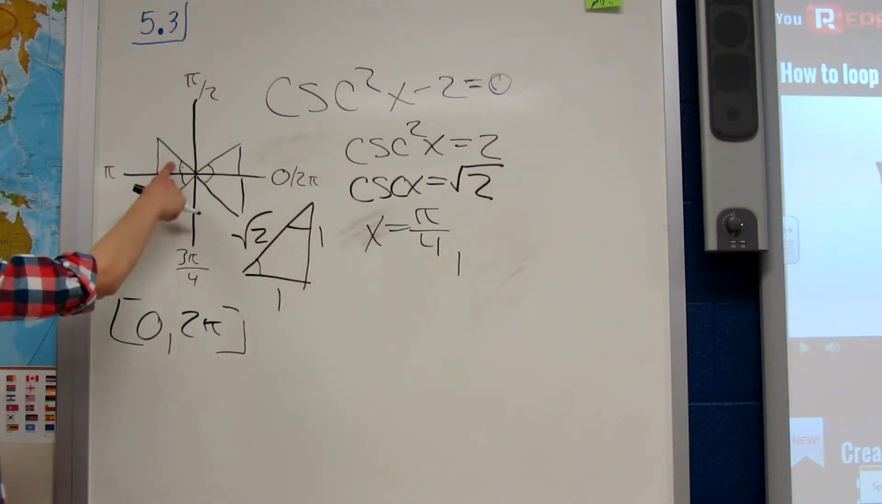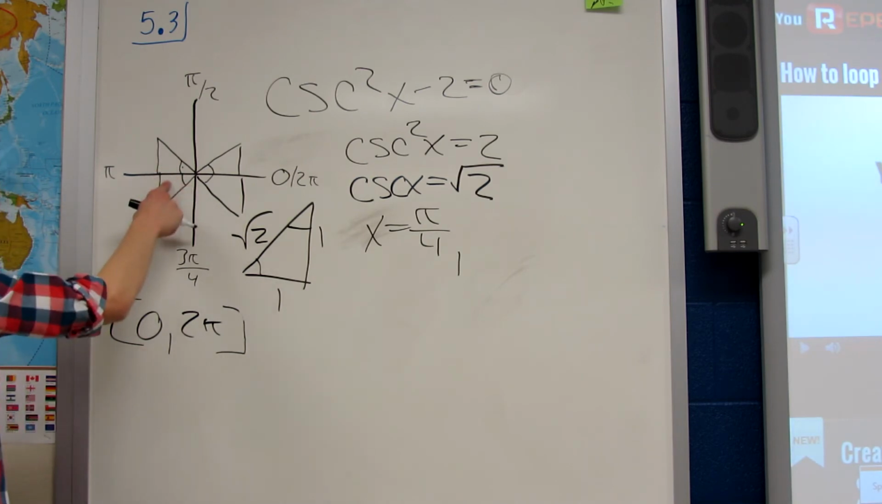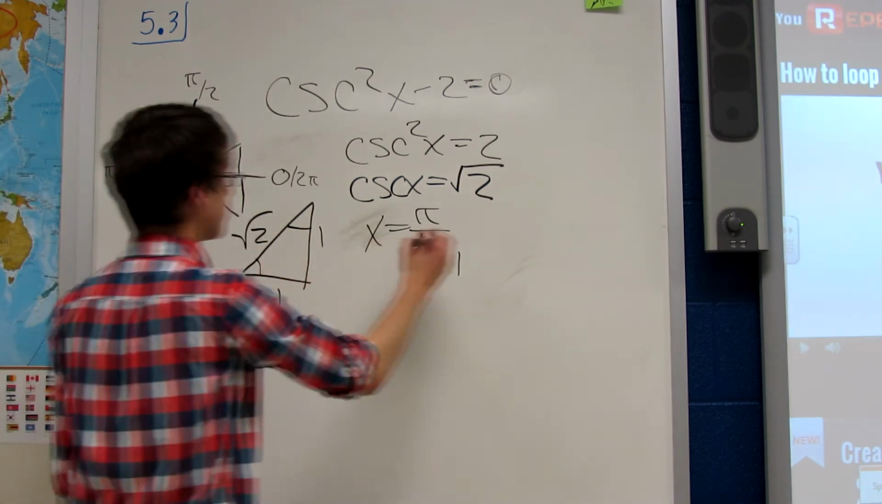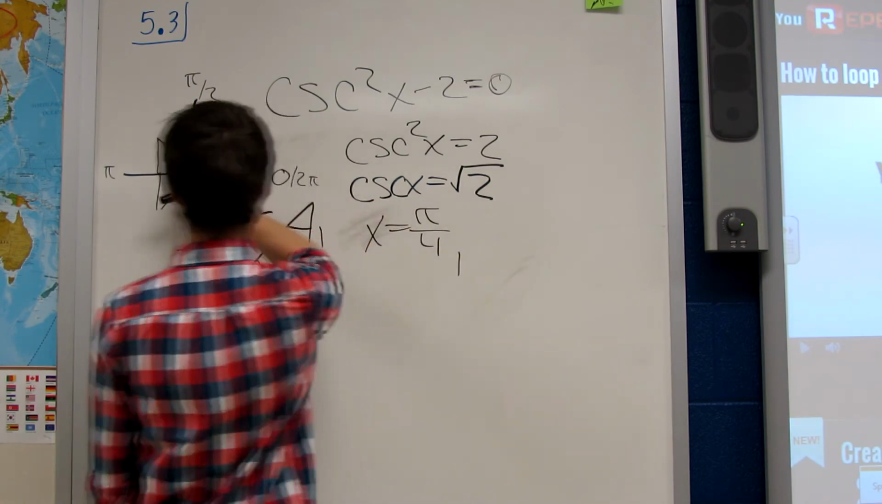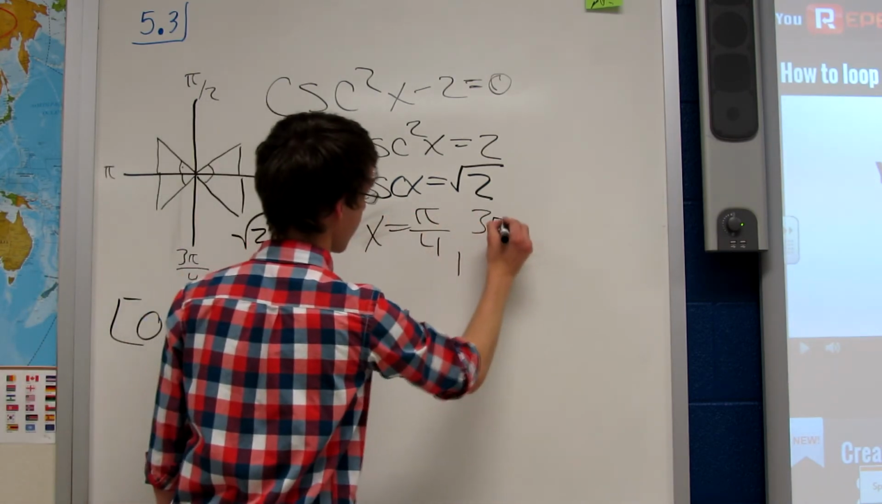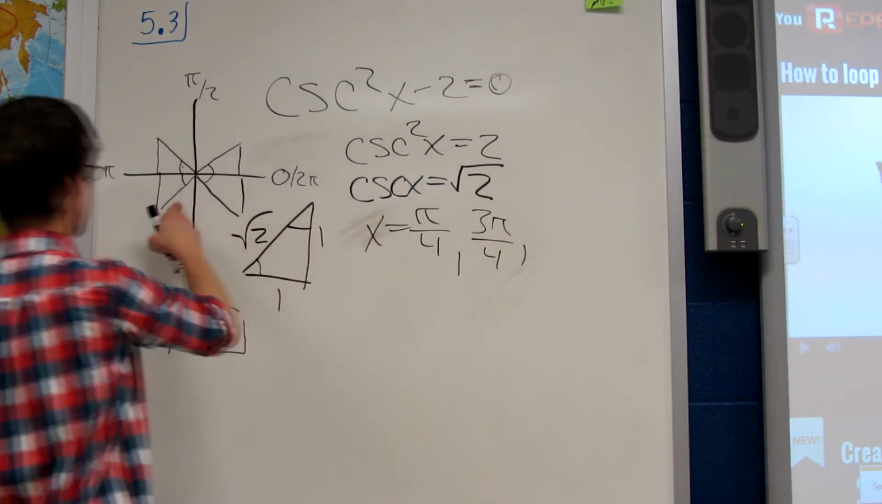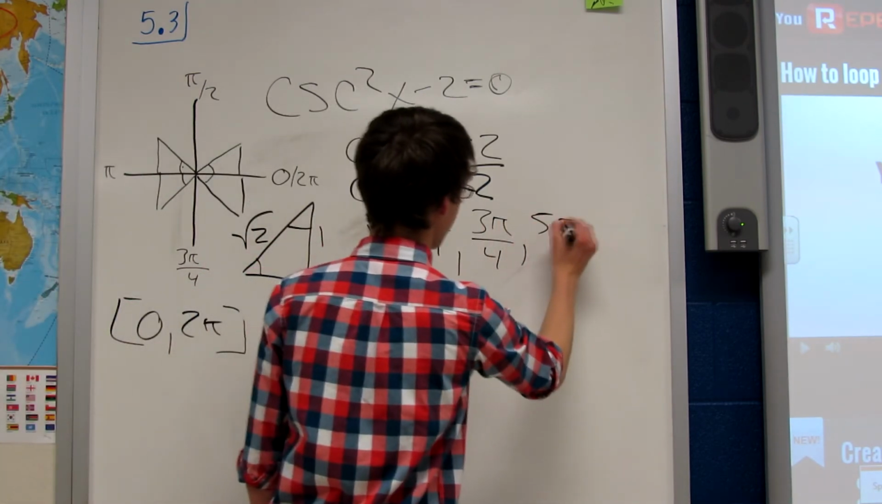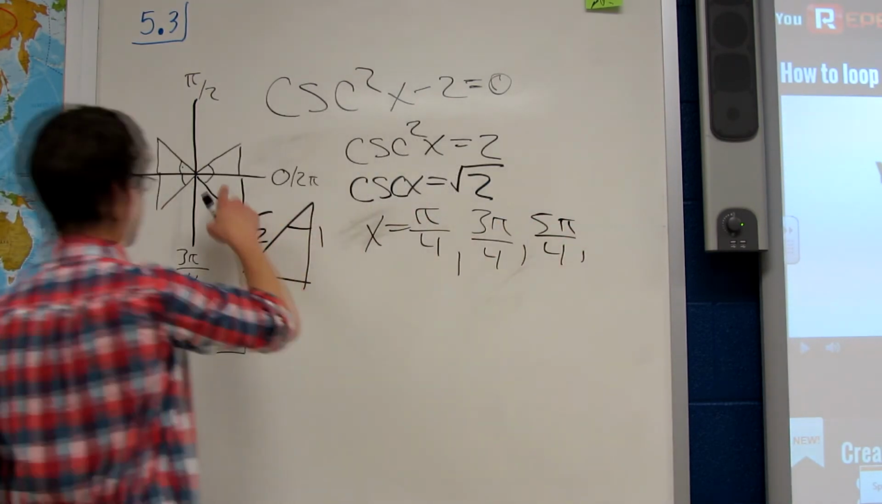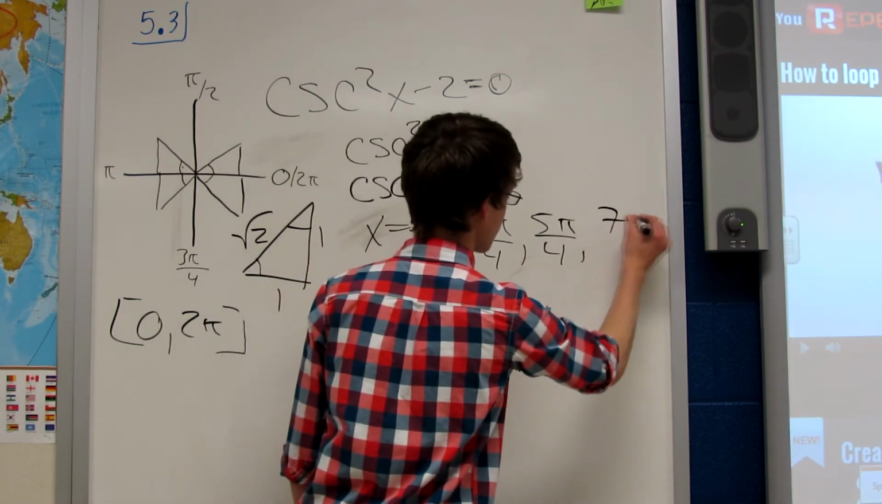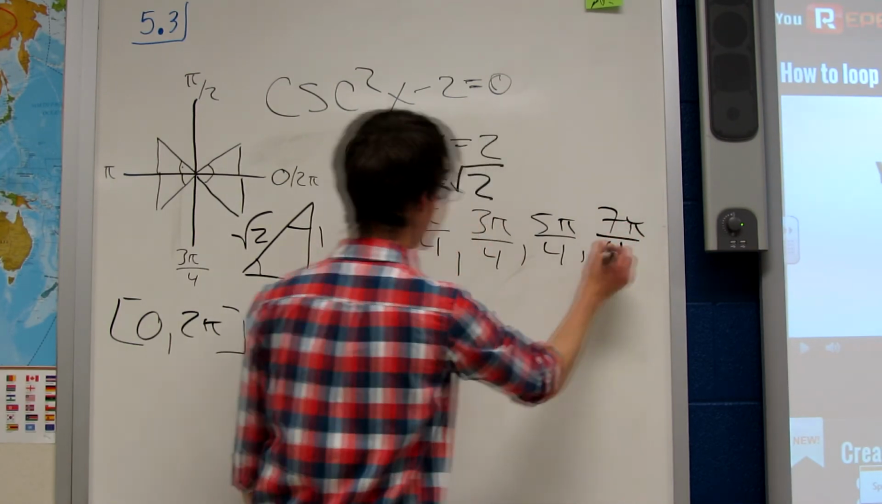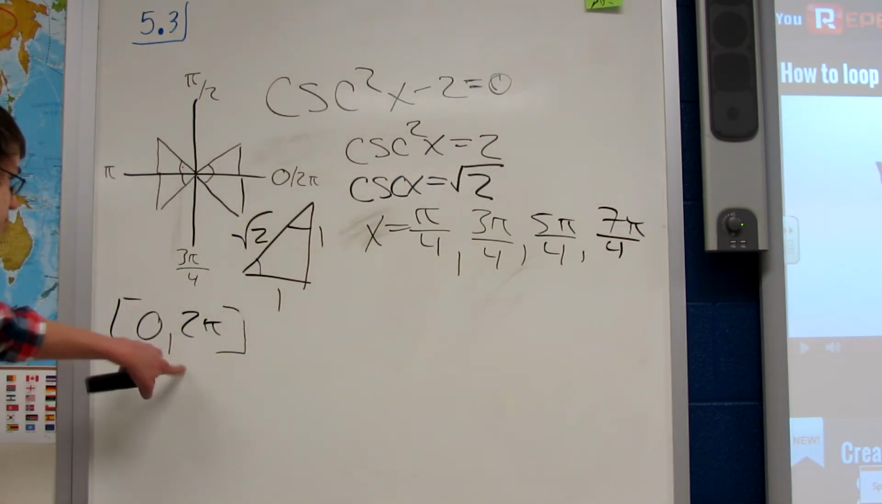Unit circle, but 45 degrees shows it here, here, and here. So that is 3 pi over 4. Right here is 5 pi over 4, and right here is 7 pi over 4, and those are all your solutions between 0 and 2 pi.